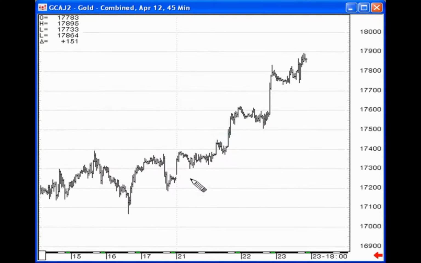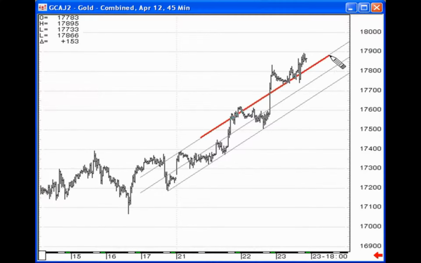And let me clean this up. There we go. Okay, now this is nice price action. Notice the price action above that upper boundary line. This kind of stuff happens when you're in an impulsive move. This kind of stuff happens when you're working a third wave.